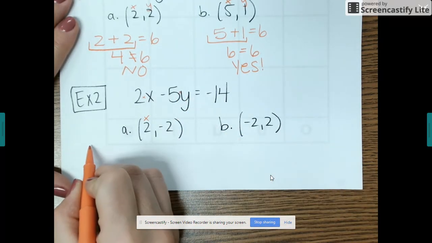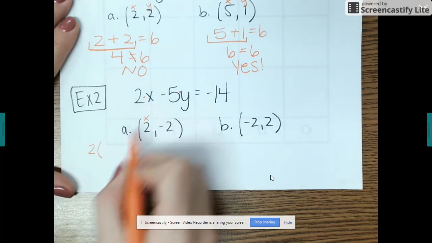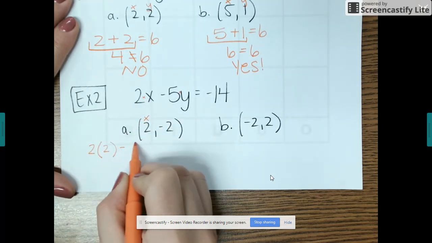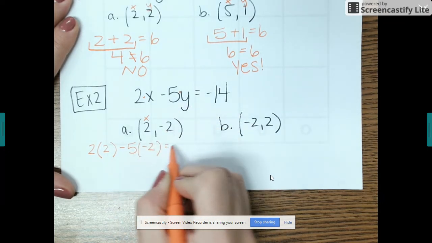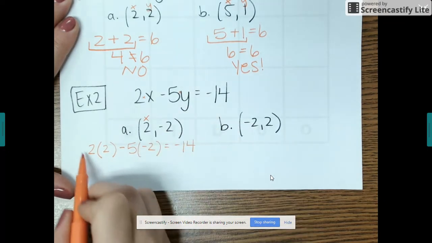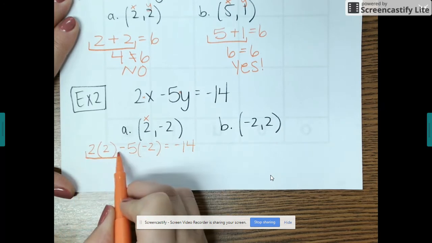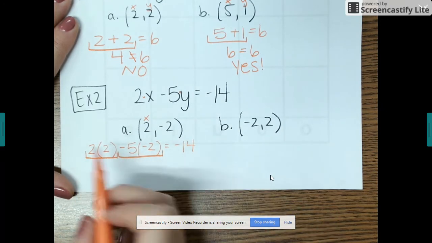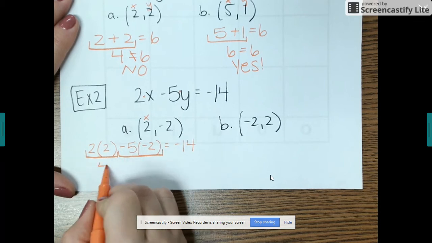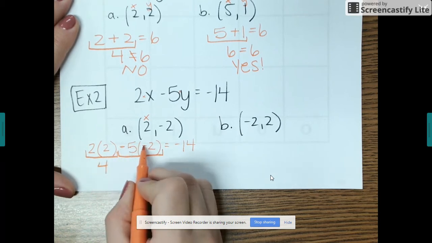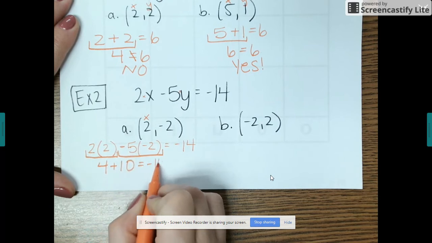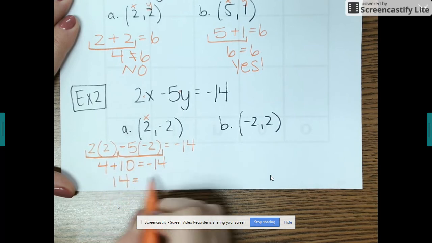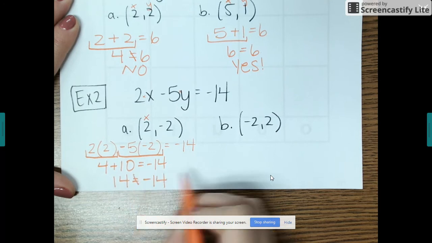So let's do this again. 2 times X, which is 2, minus 5, Y, which is -2, equals -14. Multiply first, and I'm going to take that as a -5. So 2 times 2 is 4. -5 times a -2 is a +10. And I have 14 equals -14, which is not true.